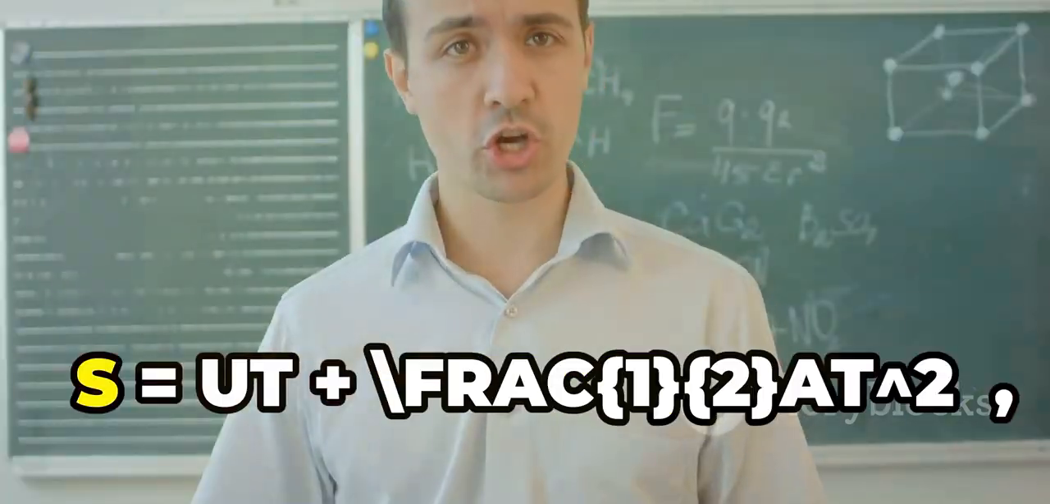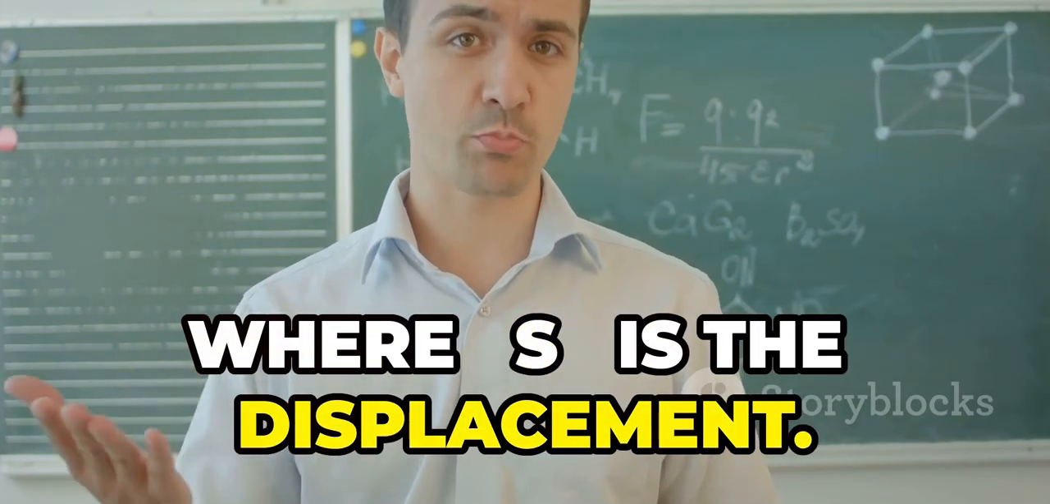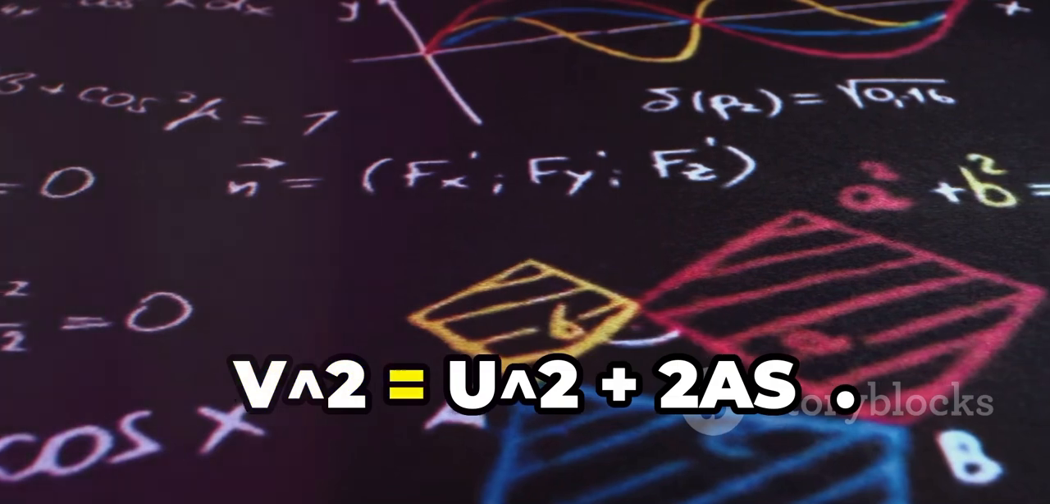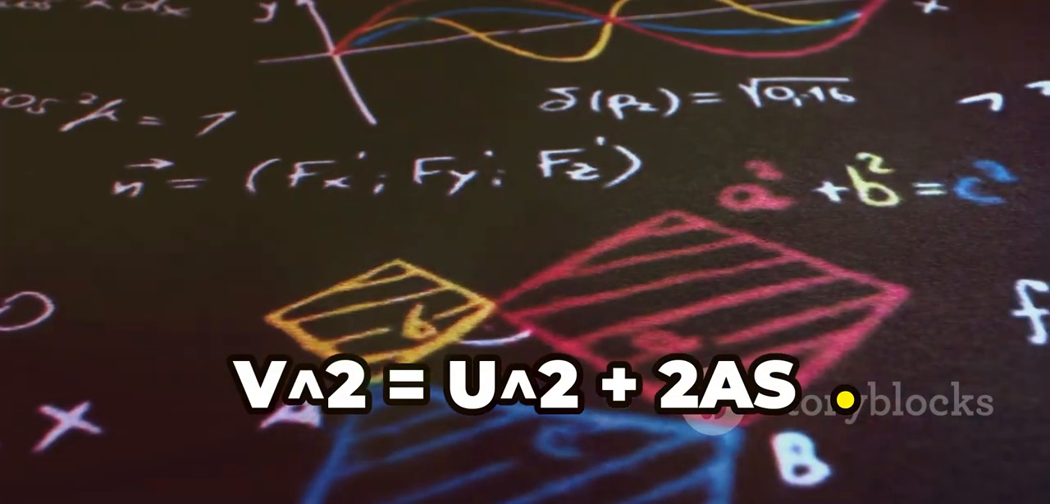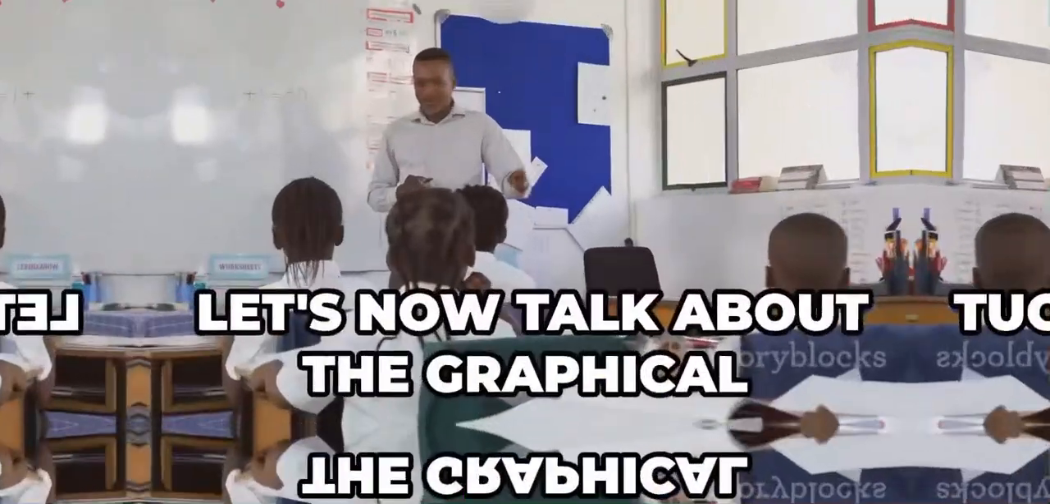Second, s = ut + 1/2 at², where s is the displacement. And third, v² = u² + 2as. These equations are incredibly useful for solving various problems in physics.